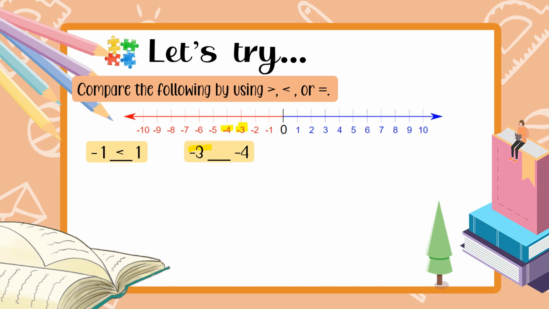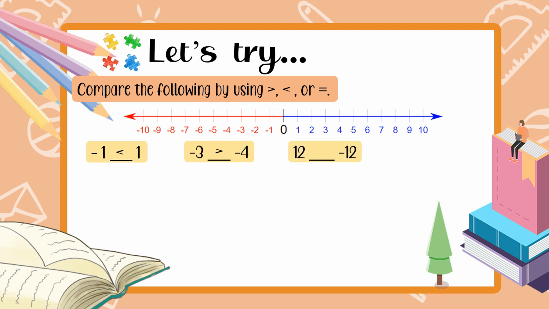At kapag nasa right side siya, ibig sabihin, mas malaki ang kanyang value. So, dahil mas malaki yung value ni negative 3, sa kanya nakaharap yung opening ng symbol. Okay? So, this one, the answer, negative 3 is greater than negative 4.